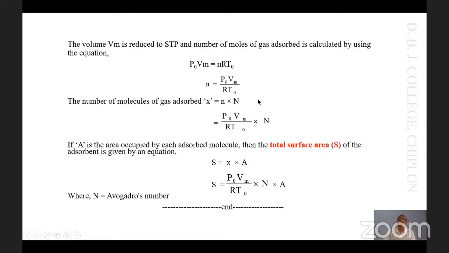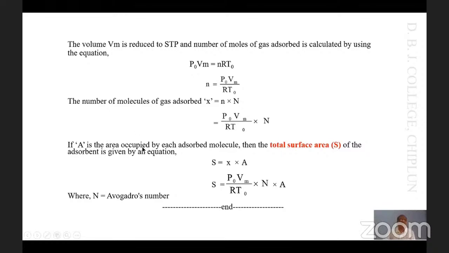We know that 1 mole of any gas contains Avogadro's number of molecules. That's why Avogadro's number is used here to calculate the number of molecules present in n moles of a gas. Now, substituting the value of n in this equation, you will get X is equal to n, that is P0 Vm upon R T0, into Avogadro's number.